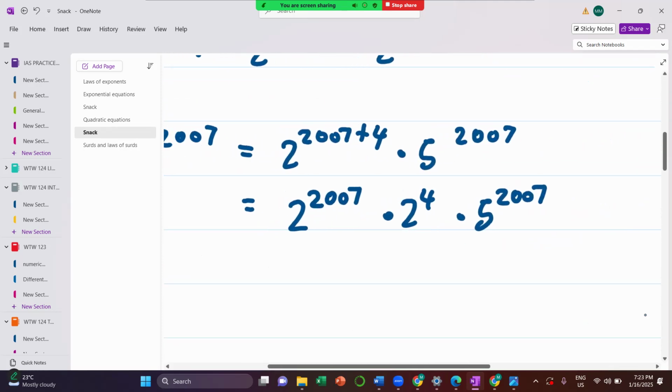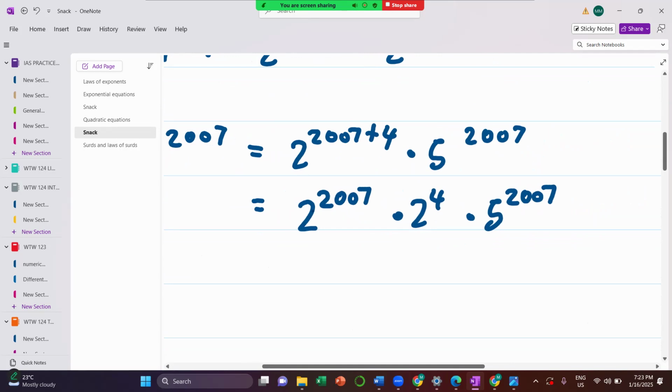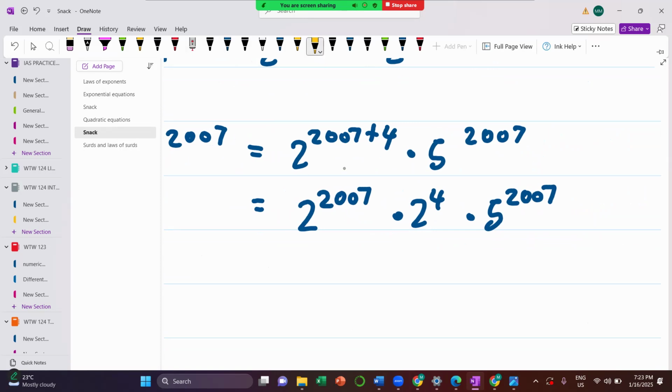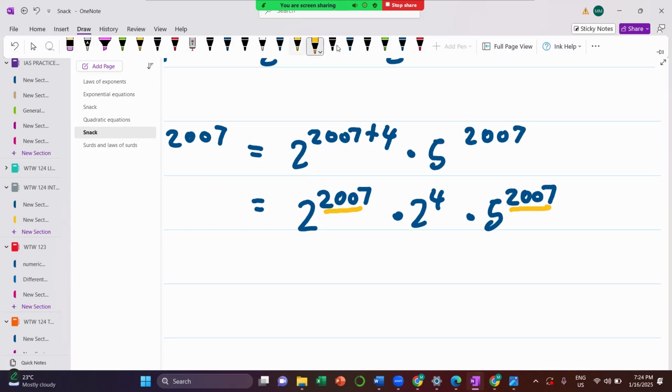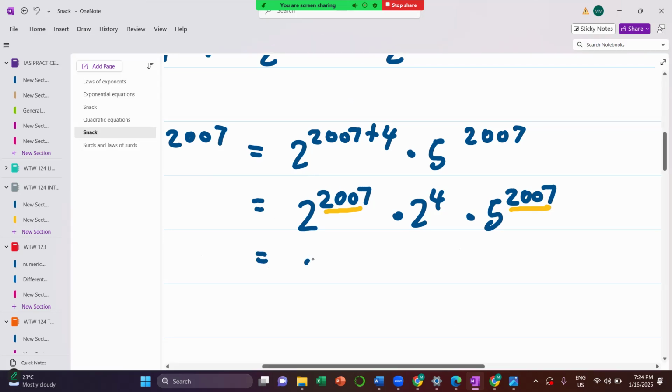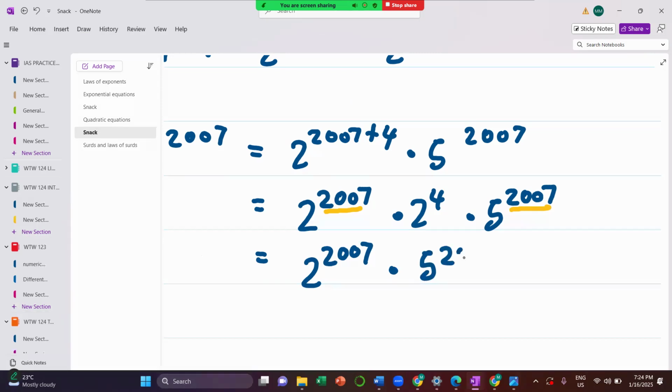Yes, sir. So I can see that here I have a multiplication sign in between, and I have an exponent of 2007 there, right? And remember, I'm multiplying 3 terms, so it does not matter the order in which I multiply. So I can rewrite this as 2 to the exponent of 2007 multiplied by 5 to the exponent of 2007 multiplied by 2 to the exponent of 4. Are you okay with that?